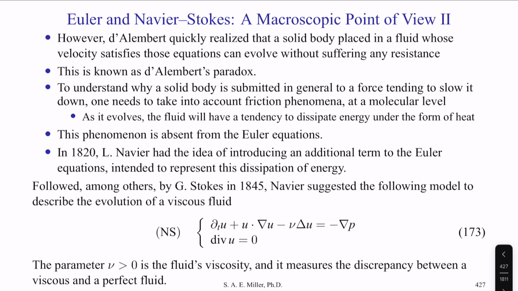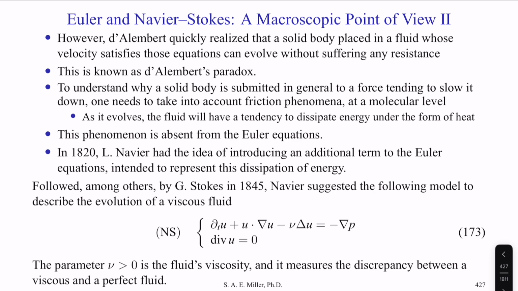To understand why the solid body is subjected in general to a force tending to slow it down, one needs to put in friction and resistance at a molecular level. That is, the first coefficient of viscosity was missing from the model initially, from the incompressible case at least. The fluid will have a tendency to dissipate energy under heat and acoustic radiation. Obviously, this is absent from the Euler equations, and in 1820, Navier had the idea of putting in an additional term to Euler's equations, which appears here in equation 173, which is the viscous term.